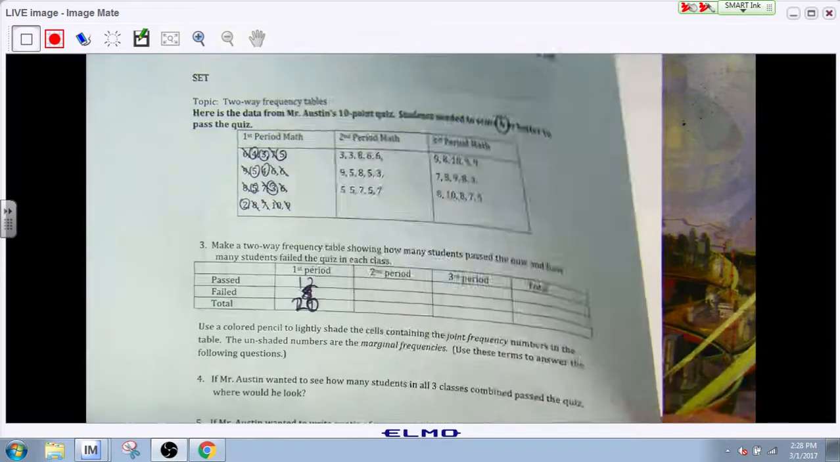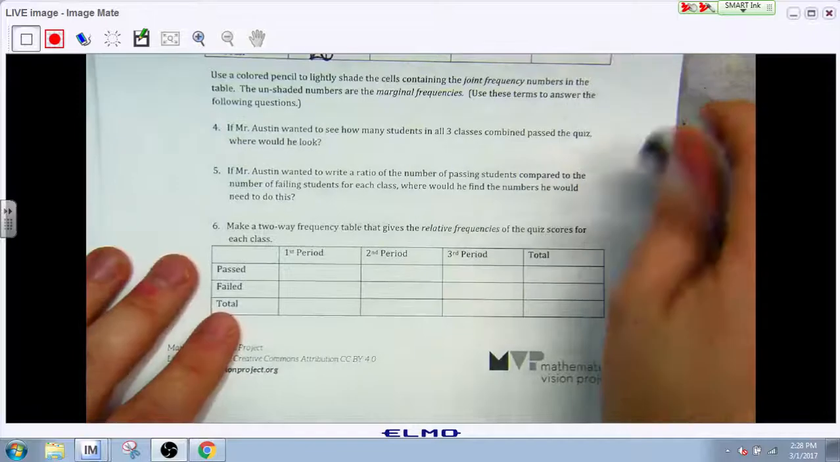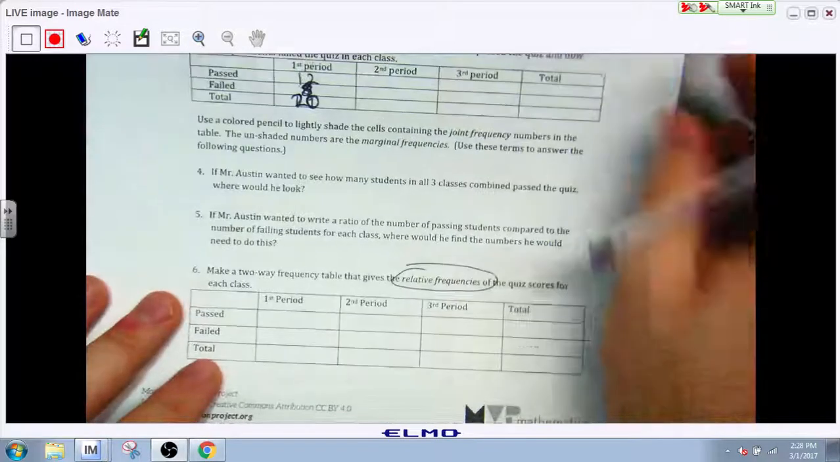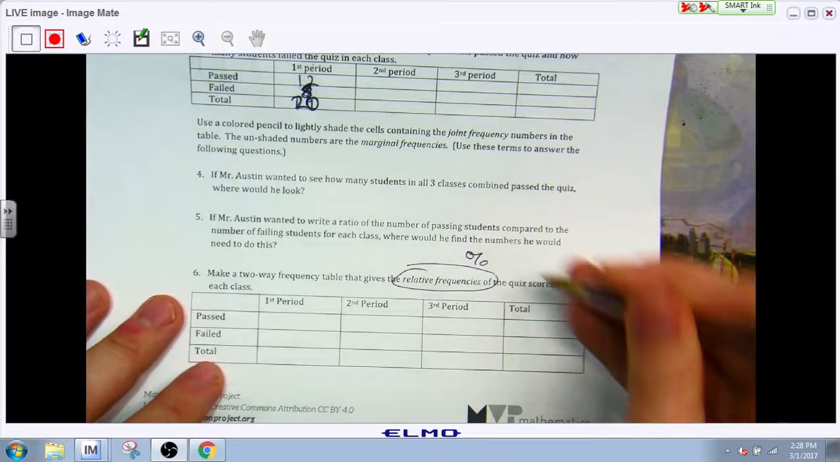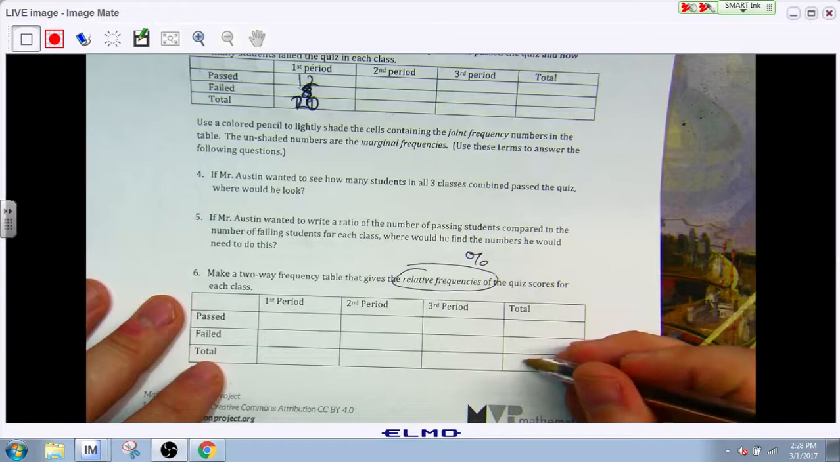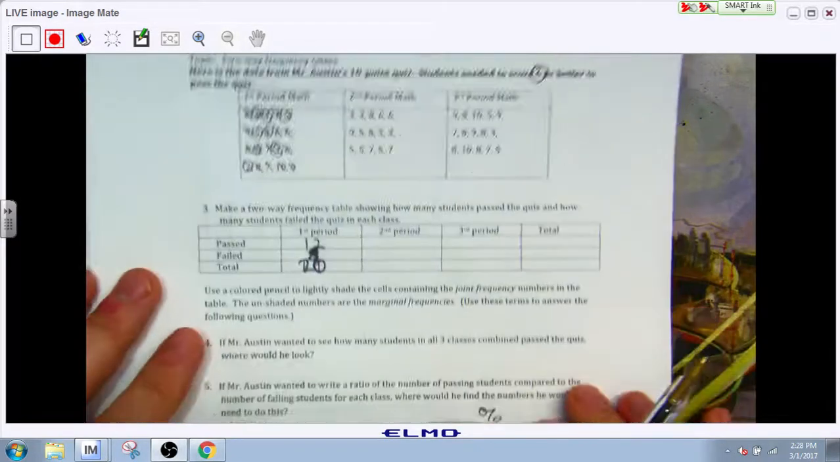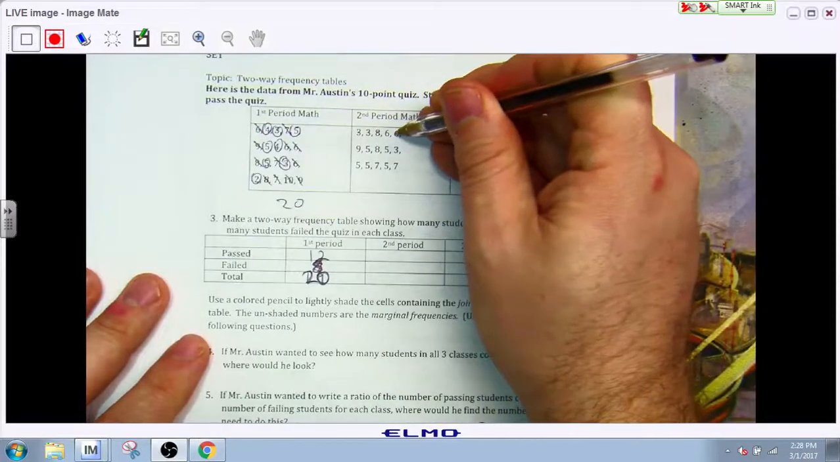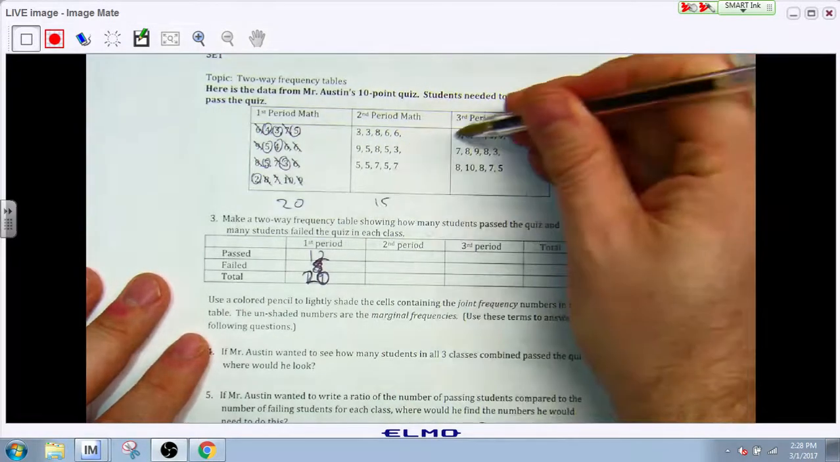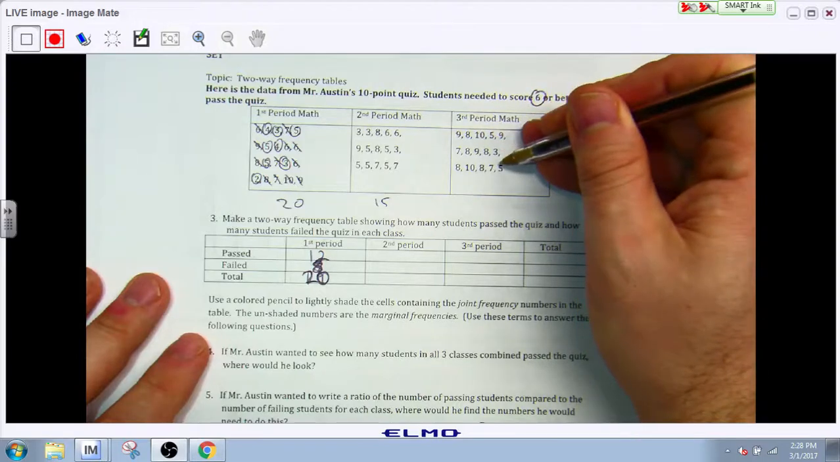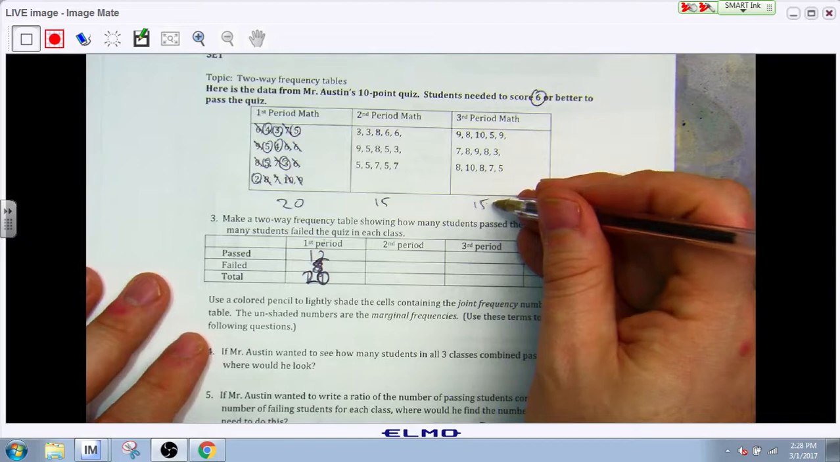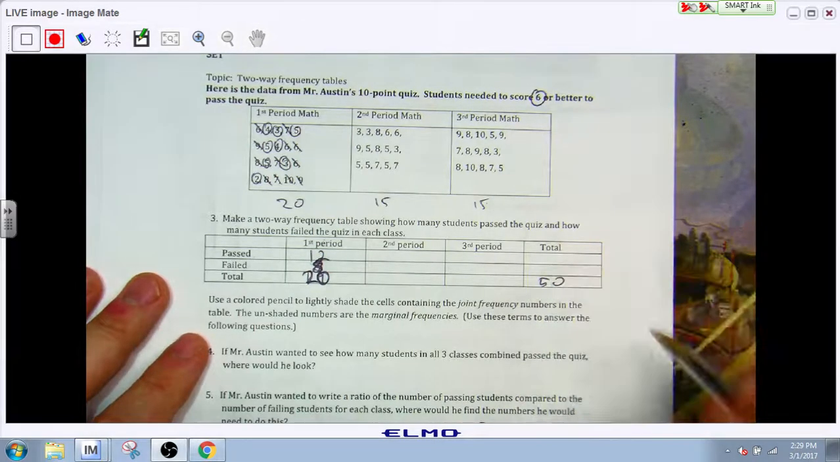When we go down to number 6, though, it asks for the relative frequency. And the relative frequency means we're going to write this as a percentage of the total. So whatever this total ends up being, actually let's calculate the total real fast. So this is 20, 1, 2, 3, 4, 5. This is 15, 1, 2, 3, 4, 5. This is 15. So our total is 15 plus 15 is 30 plus 20 is 50. We know that our total is 50.